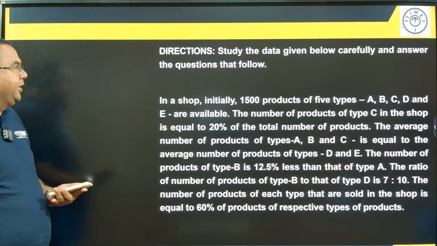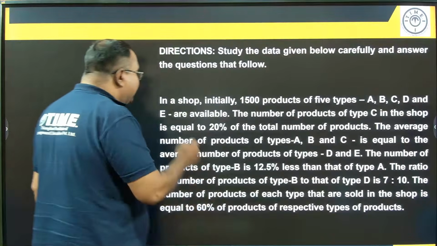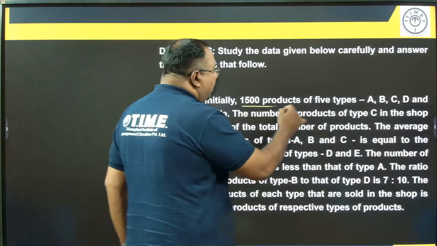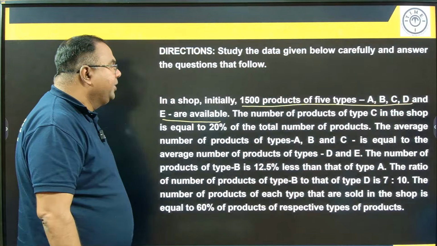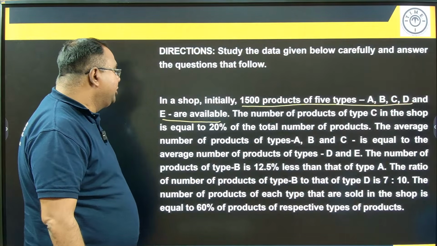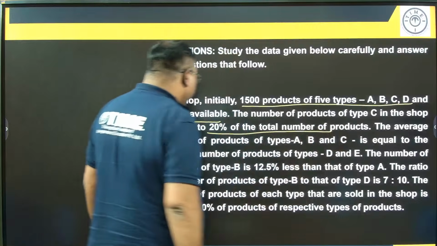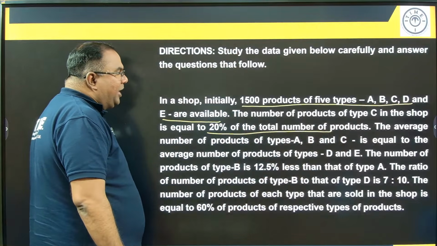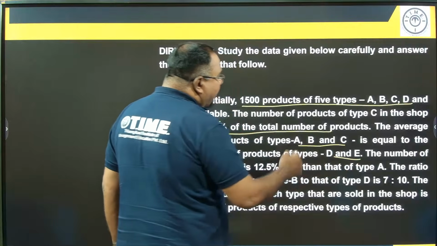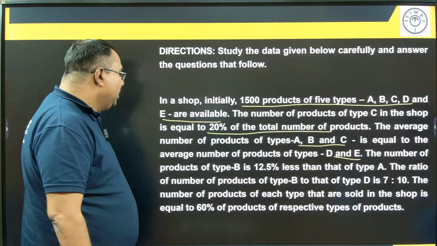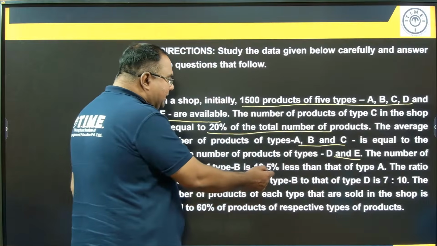Let me read the data for you. In a shop, initially 1500 products of 5 types A, B, C, D, E are available. The number of products of type C in the shop is equal to 20% of the total number of products. The average number of products of types A, B, C is equal to the average number of products of D and E. A, B, C average must be equal to D and E average. The number of products of type B is 12.5% less than type A.